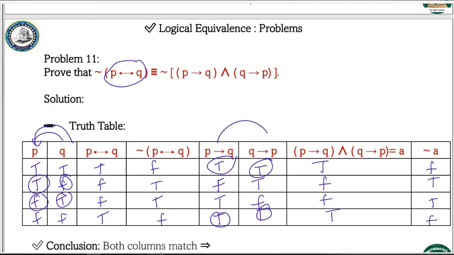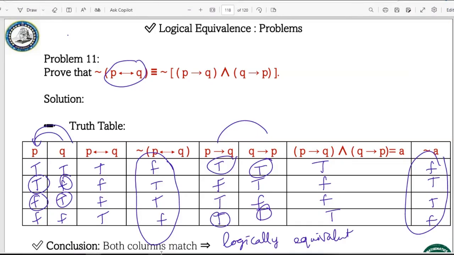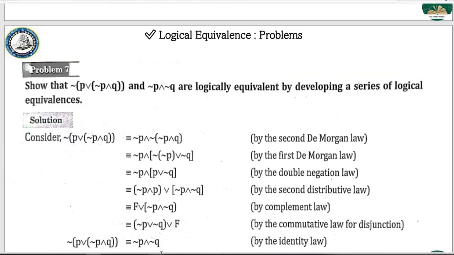So we have to check for the condition where we have the first one, that is the negation. We have to check for this. This value and this value are the same, they are both equal, therefore they are logically equivalent statements.